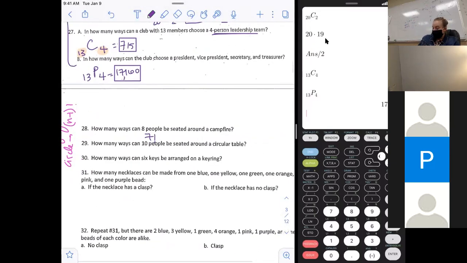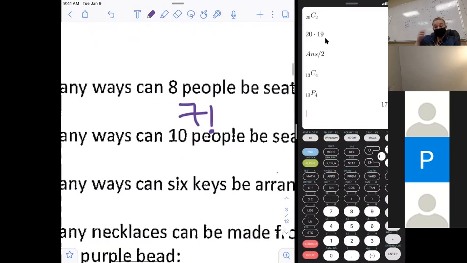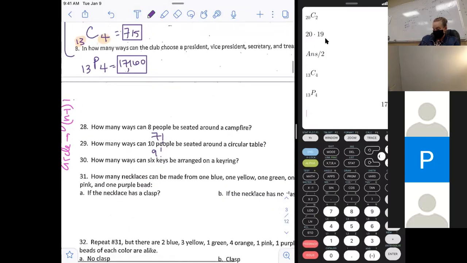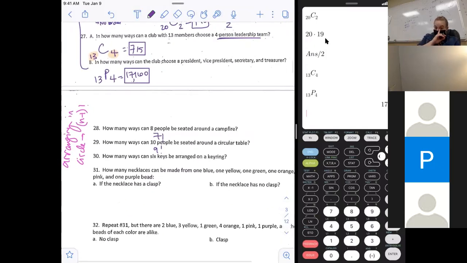Number 29 says, in how many ways can 10 people be seated around a circular table? So 10 people at a circular table, it's going to be n minus 1, so it's going to be 9 factorial. Okay. Number 30 says, in how many ways can 6 keys be arranged on a key ring?